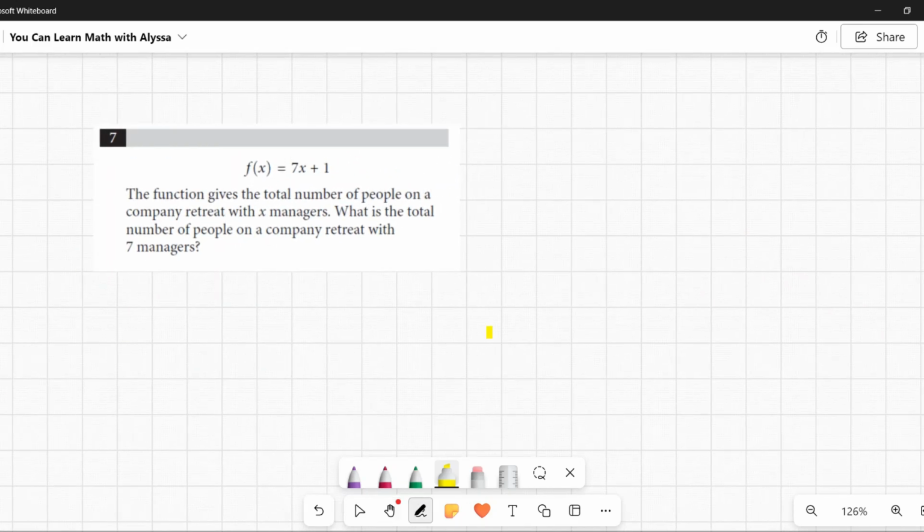Number 7. F of x equals 7x plus 1. The function gives the total number of people on a company retreat with x managers. What is the total number of people on a company retreat with 7 managers?